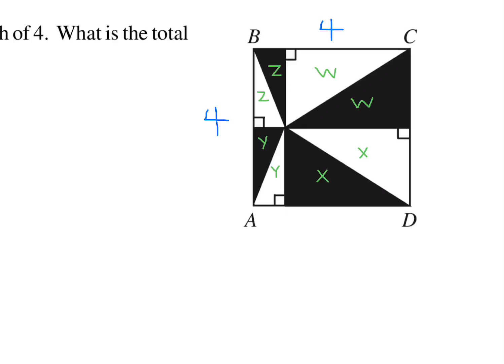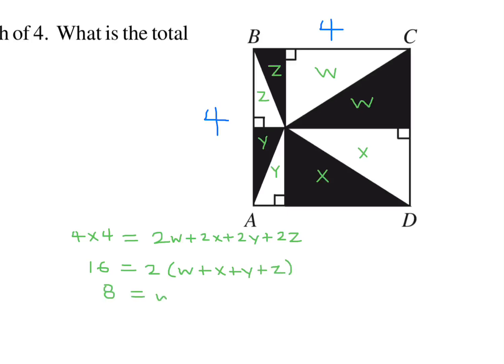The areas will all be equal like that, because when you draw a diagonal of a rectangle, you're basically cutting the area in half. So the total area of this entire square is 4 times 4. And in terms of our letters, that is 2W plus 2X plus 2Y plus 2Z. So 4 times 4 is 16. Factor out the 2 and you get W plus X plus Y plus Z. Divide through and you get 8 for W plus X plus Y plus Z. And that is basically the area of the shaded region.